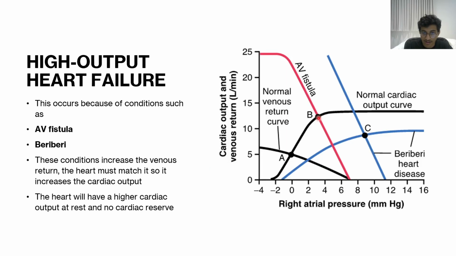If you notice here, the cardiac output at rest is higher than 5, the normal here at point A. So for this reason, the person will not have a cardiac reserve. This is the example of the AV fistula, and this is the example of beriberi heart disease. The patient has no cardiac reserve and they have high right atrial pressure. And this is an example of high output heart failure. The heart has a high cardiac output, but it's failing at the same time because it has no cardiac reserve.